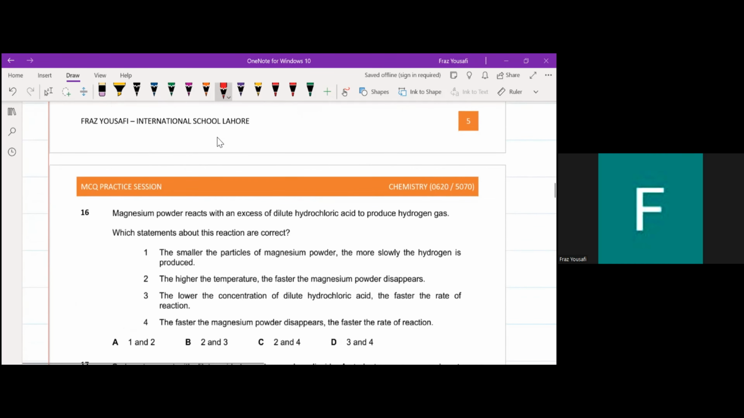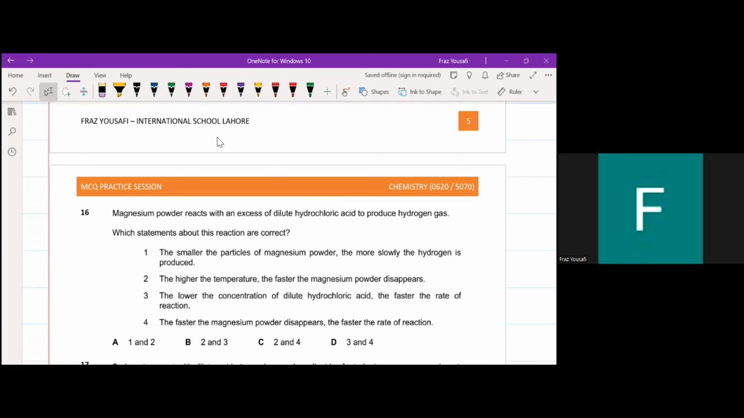All right, question number 16. Magnesium powder reacts with an excess of dilute hydrochloric acid to produce hydrogen gas. Which statements about this reaction are correct? So, leading to the statements. Again, read through the statements. I wish I could tell you there was another way about it. There's not. Sometimes reading through the statements will make it easy. For example, if I automatically know that one's not the answer, sometimes that helps. Now, it doesn't help much here, but in other situations it would, right?